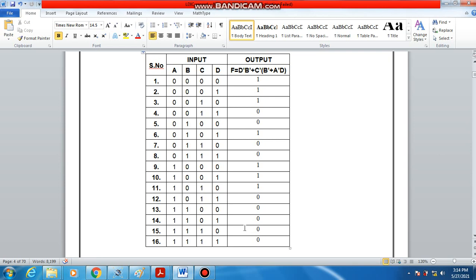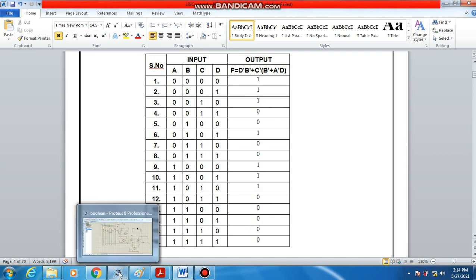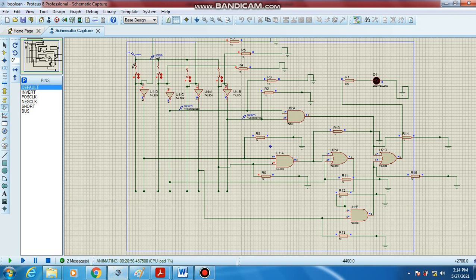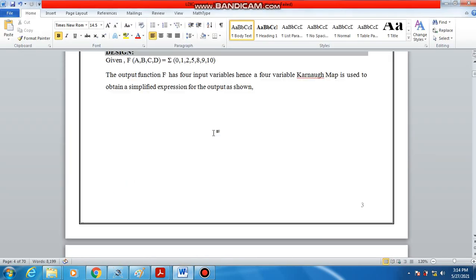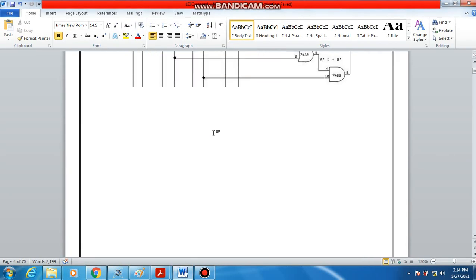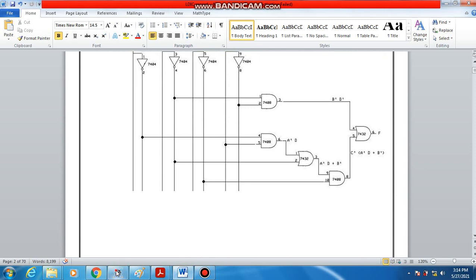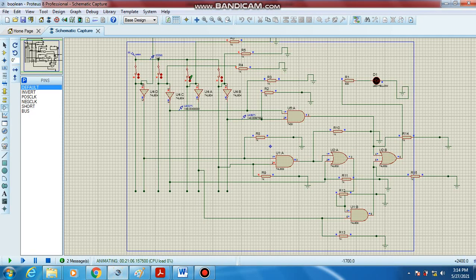Since we cannot do that on a breadboard as of now, what I have planned is that I have implemented the circuit in Proteus software. You can see the implementation in Proteus software given over here, and the truth table will be checked. The same diagram that is given in your laboratory record is implemented in Proteus software with 4 inputs. These are my 4 inputs.